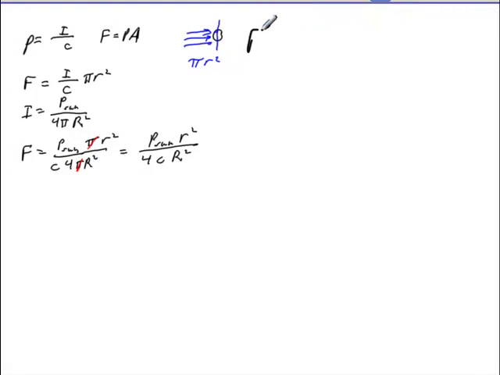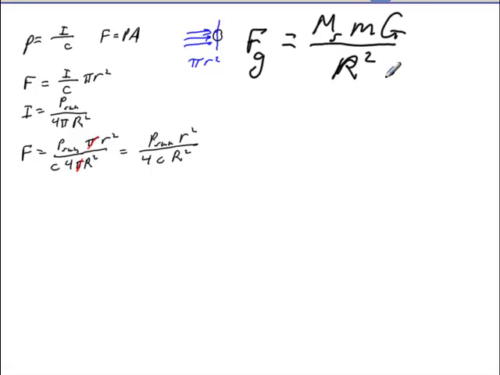Now the force of gravity is equal to the mass of the sun times the mass of the dust particle over our distance to the sun squared times the universal gravitational constant G.